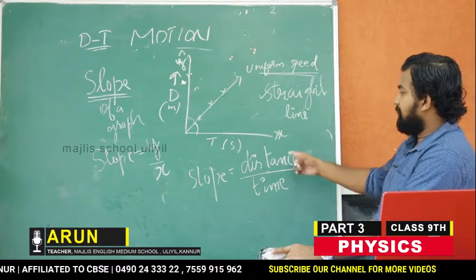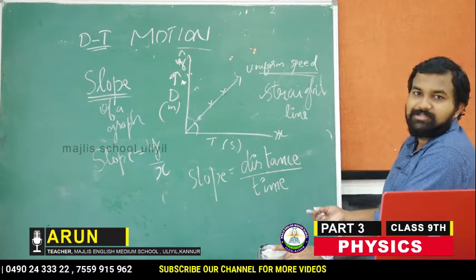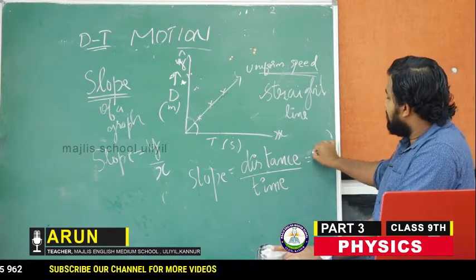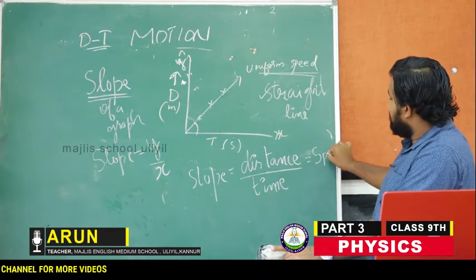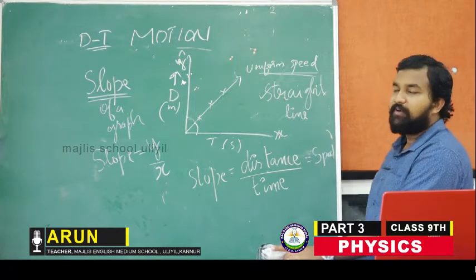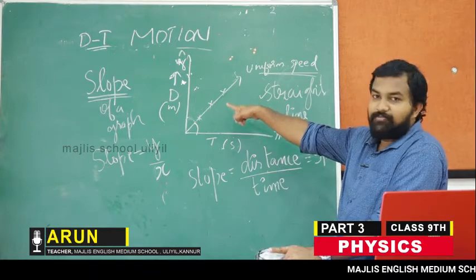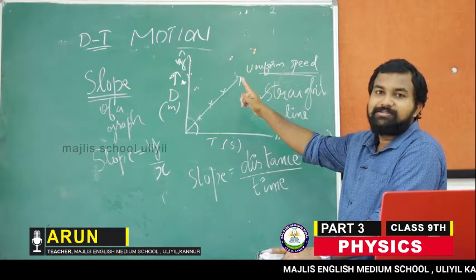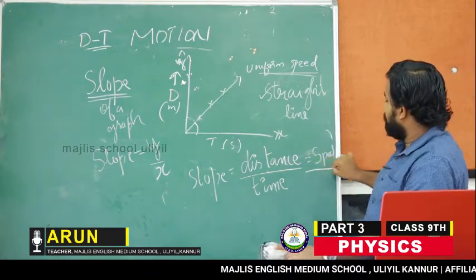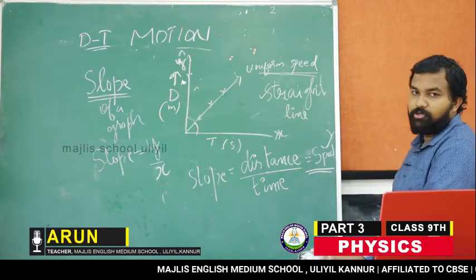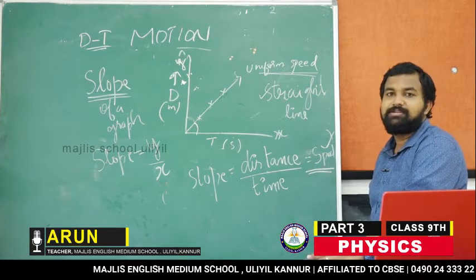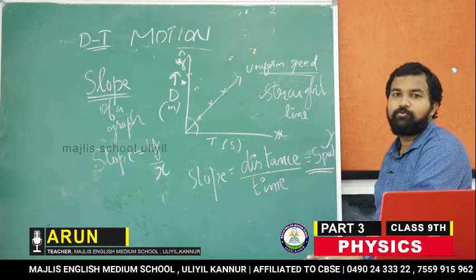And now you will be familiar with this equation. What is distance divided by time? Distance divided by time will give you speed. So, the slope of the distance-time graph will give you speed. The next important point: the slope of the distance-time graph will give you speed.